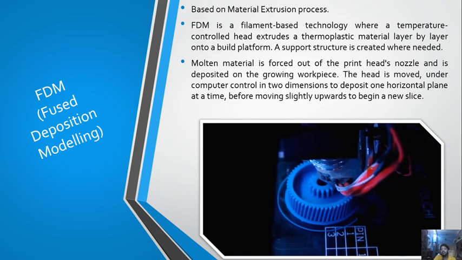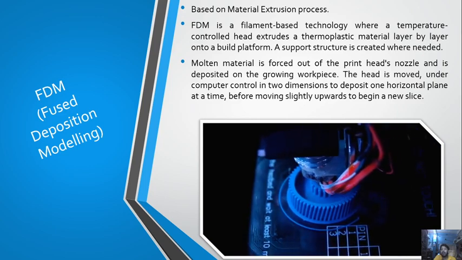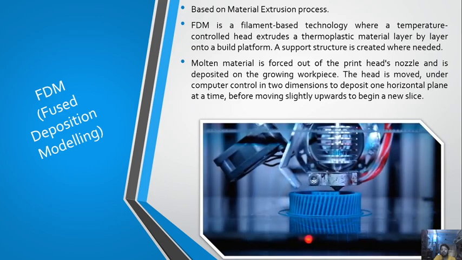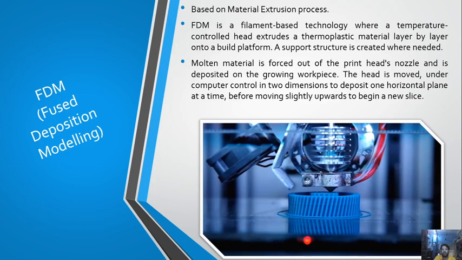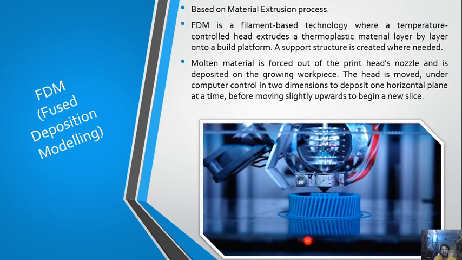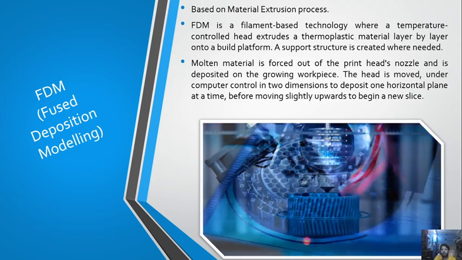So in this video you can see how an FDM 3D printer can 3D print any object that is provided in the CAD file. So how does an FDM 3D printer work?